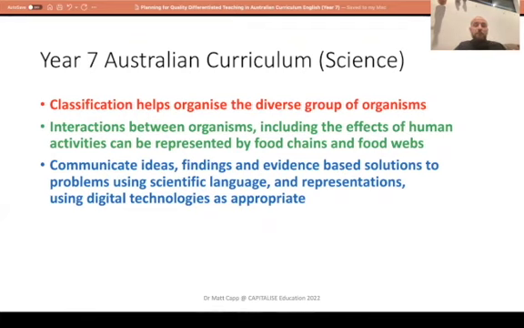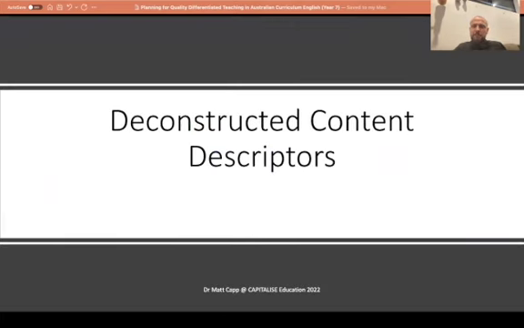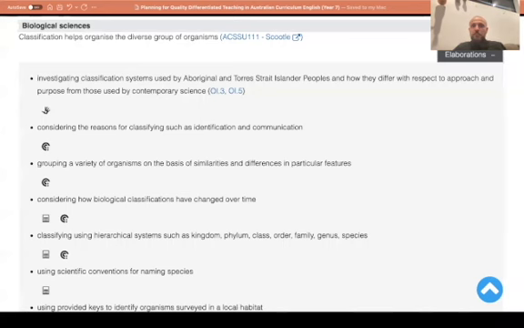But if they're not in the approved curriculum, because we know that the Australian curriculum is written in a developmental way, these might be barriers to the learning process. So once we've identified the content descriptors, we need to start deconstructing them to identify the essential knowledge and the essential skills. To do this, we can go to the elaborations and have a look at what they tell us.